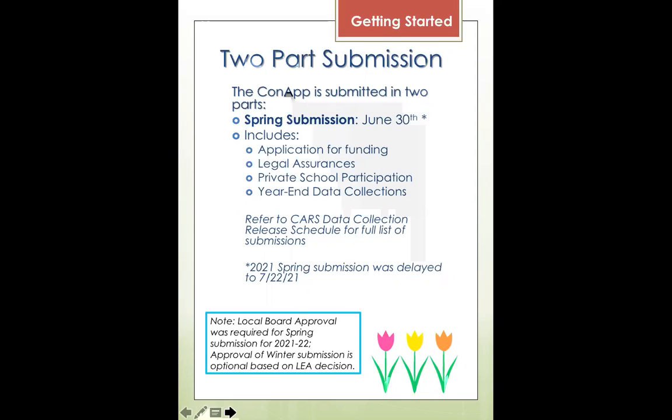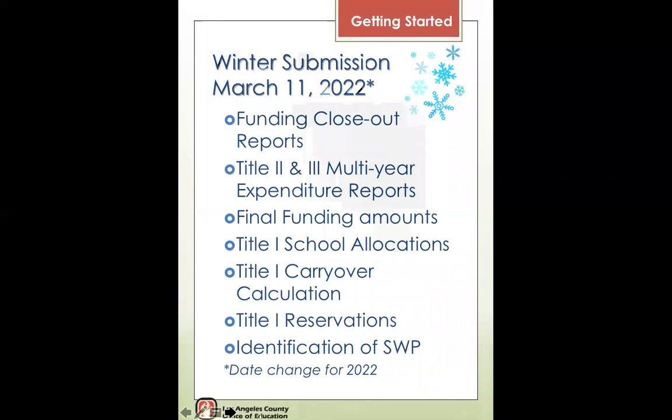So in the spring, you identify which funds you want to apply for, and you also agree to some legal assurances. So the district and the superintendent have to agree that they will abide by the various rules regarding the programs. It also includes some year-end reporting and data collections, but that's pretty much what's in the spring submission. You're saying, I want to apply for these funds, and providing some assurances and also indicating which private schools will participate. All right. The next slide is the winter submission, and that's where we are now.